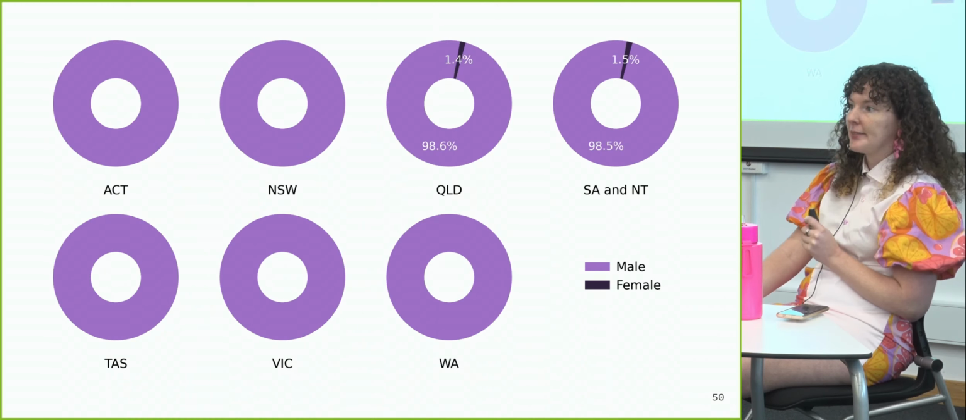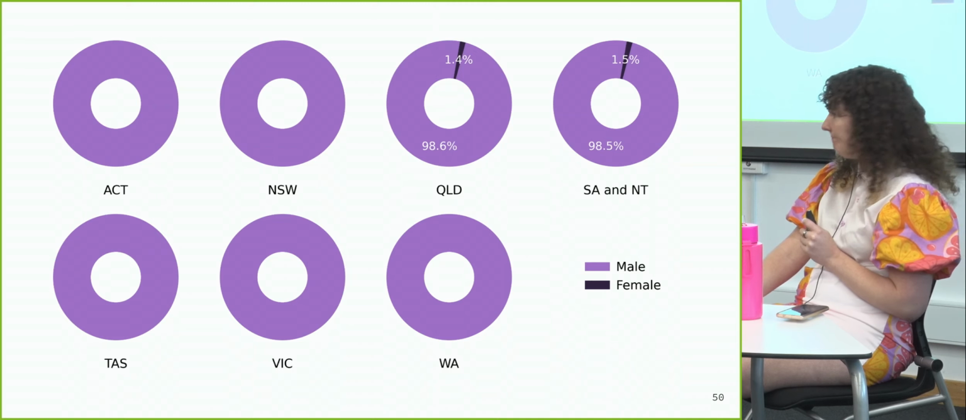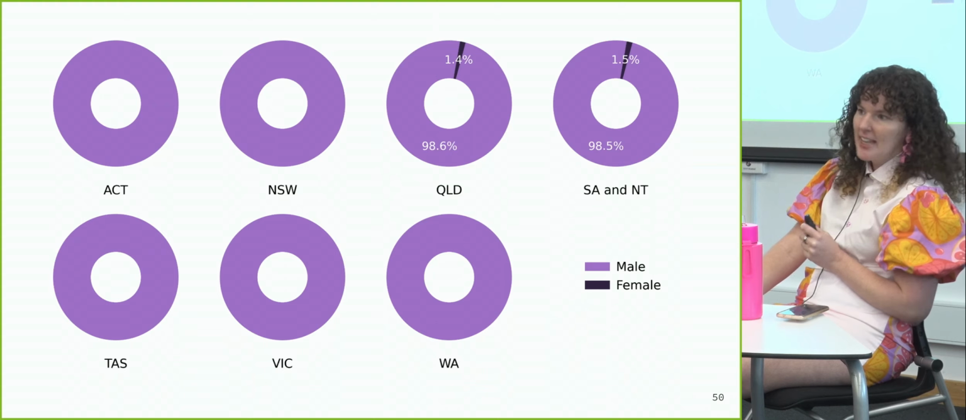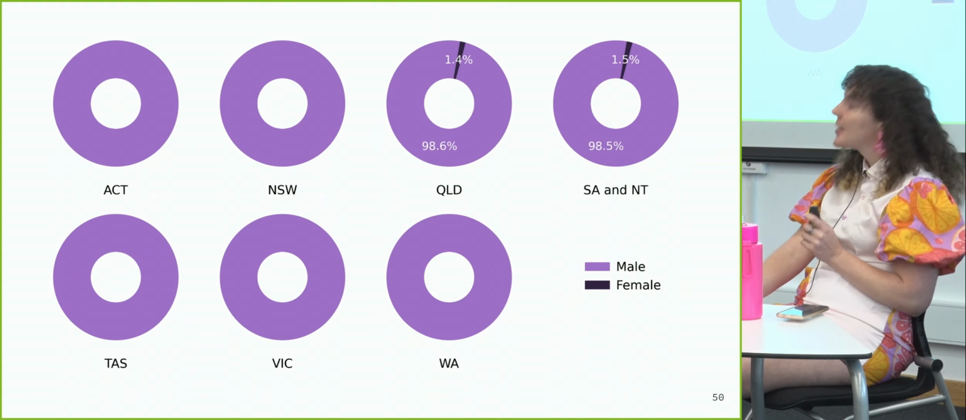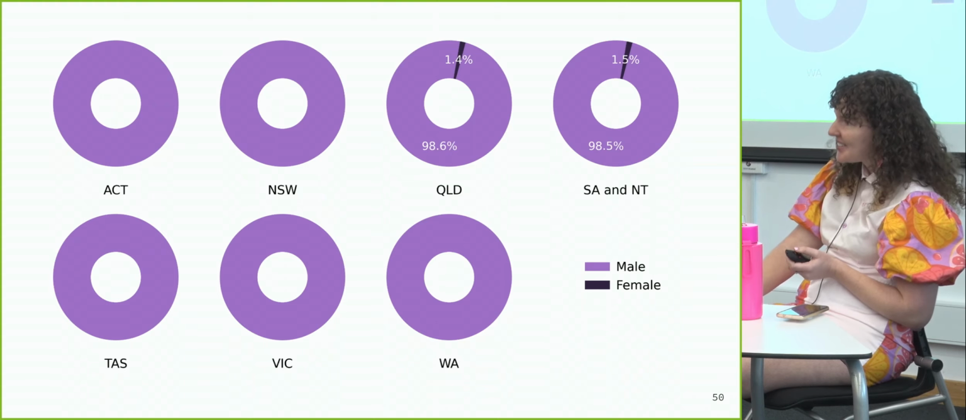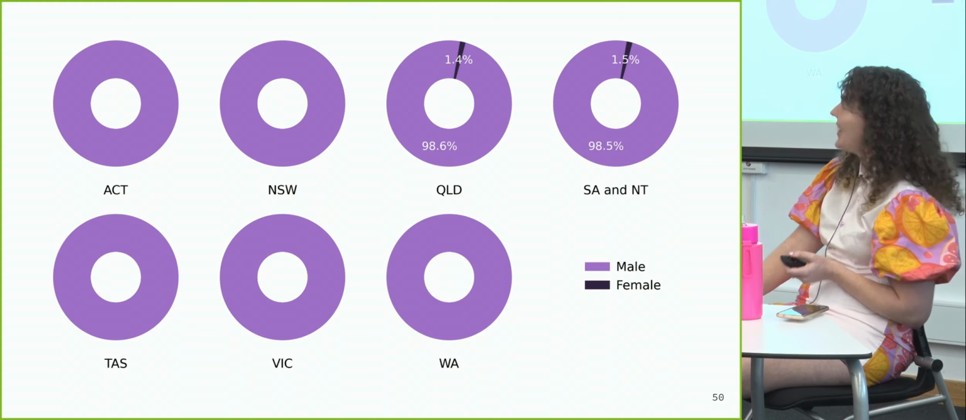That's the gender breakdown. Now, I don't know if there's any Parks and Recs fans in the audience. Yeah. So yes, those dark purple slivers in Queensland, South Australia and Northern Territory, those are the women that are mentioned. It is pretty heartbreaking.